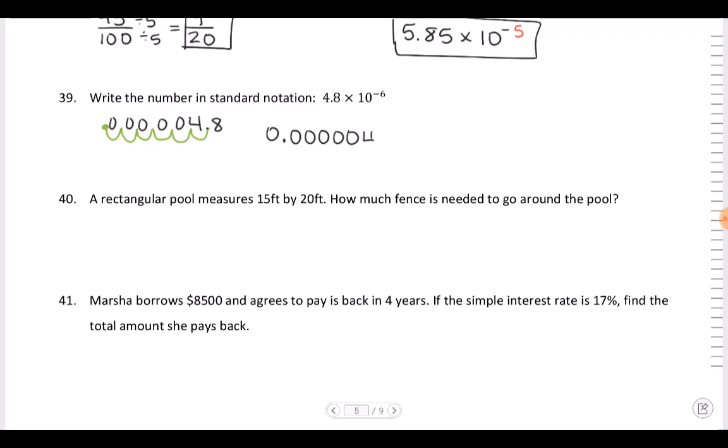And then I have the 4 and the 8. So that would be my original number.